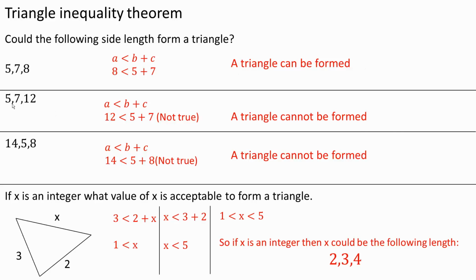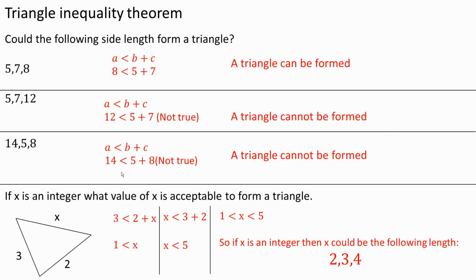Here we have 5, 7, and 12. 5 plus 7 is 12, and so this statement is not true. A triangle cannot be formed with these sides. Finally, we have 14, 5, and 8. The biggest side is 14, and we know 5 plus 8 is 13. So this statement is not true, and a triangle cannot be formed.